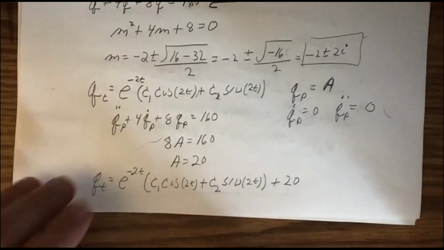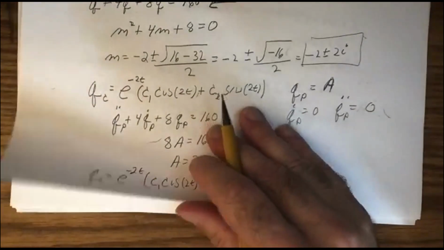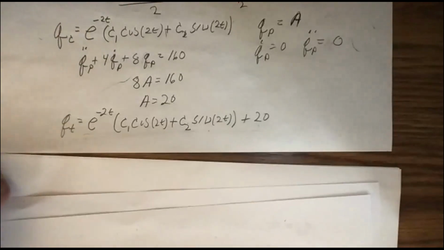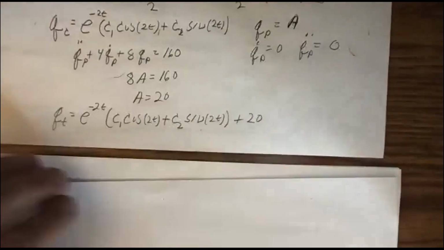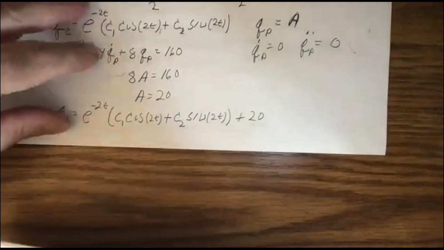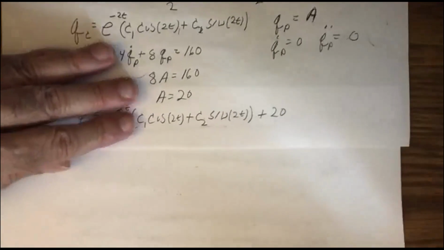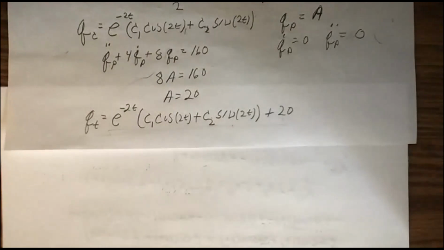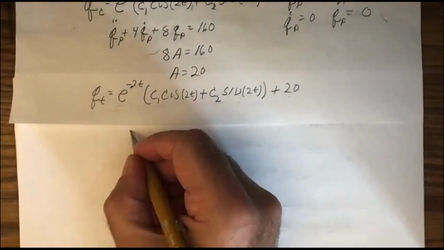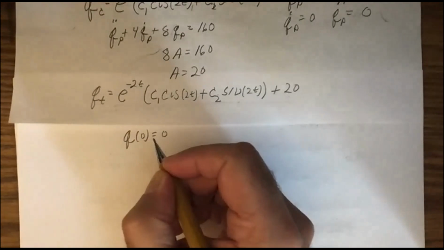All right. So now we have to apply the initial conditions. Let me do this. Everybody can see what I'm doing? Okay. So now, Q of 0 is equal to 0. That's what we're told in the problem.